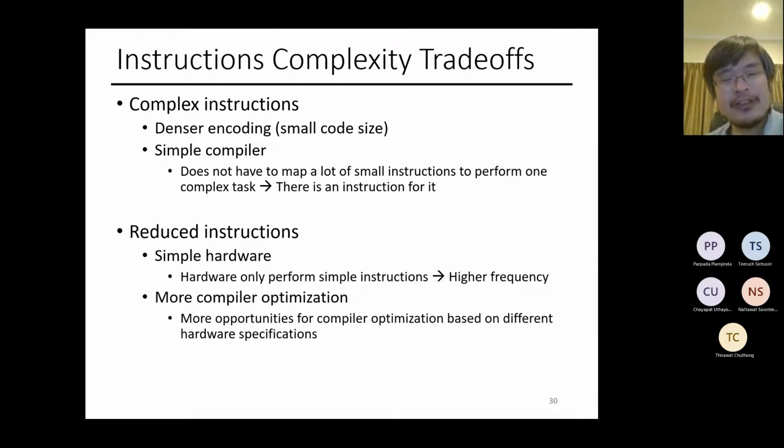For the reduced instruction set, it simplifies the hardware, which means that I can just build something to perform simple instructions, which also means that it's likely I can clock the CPU higher and squeeze more performance out of the CPU. But it also requires compiler optimization, because the compiler can do a lot of additional tricks on the assembly to make sure that it's more optimized based on the hardware specification, right? And now we are talking about instruction complexity trade-off.